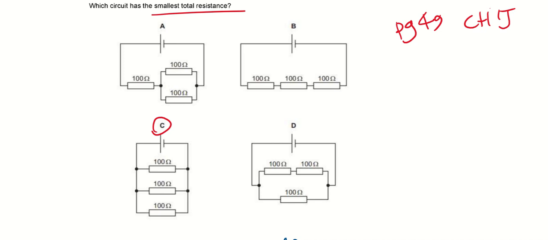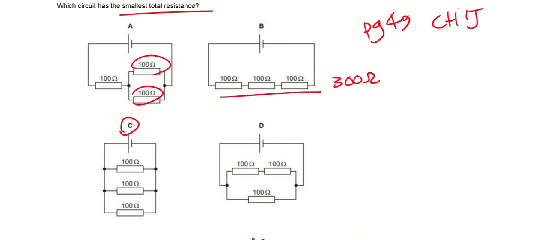But let's do a calculation, because I know for B, the total effective resistance is going to be 300 ohm, because they are all in series, so we just add up. For A, if it's 100 ohm and 100 ohm and they are in parallel, this part will actually become 50 ohm. As long as we have two resistors of the same value connected in parallel, I can just divide their resistance by 2. So this one I'll get 150 ohm.